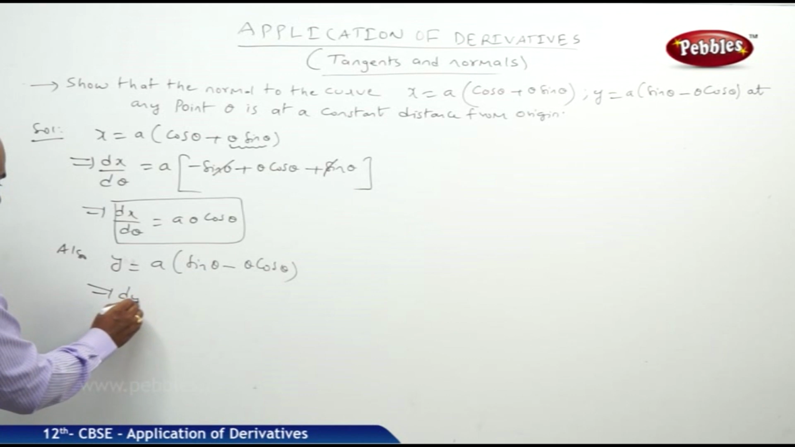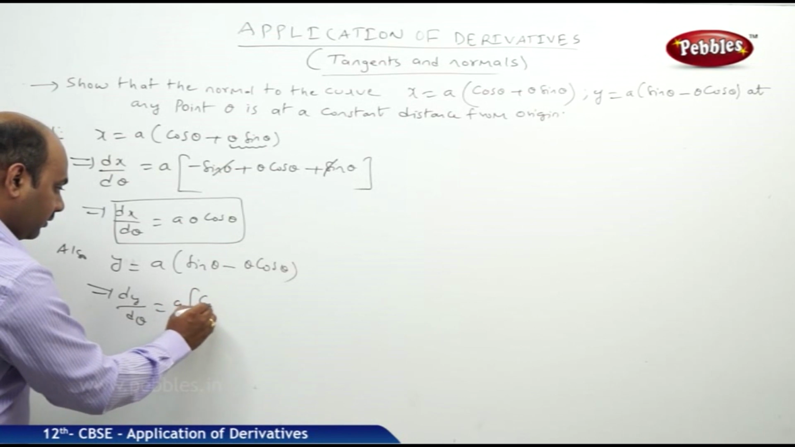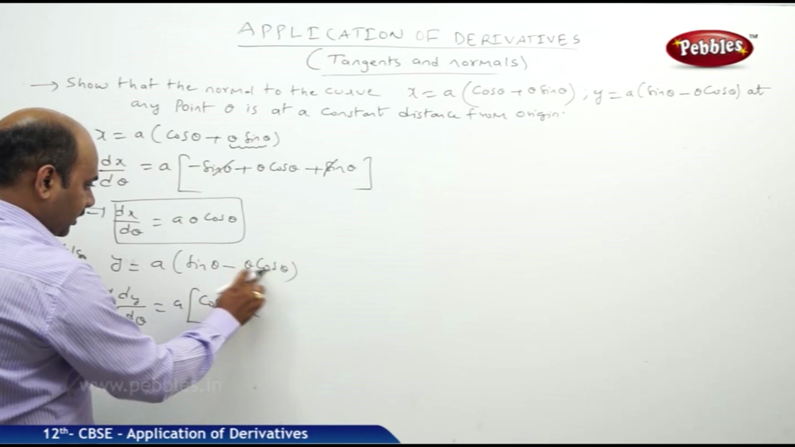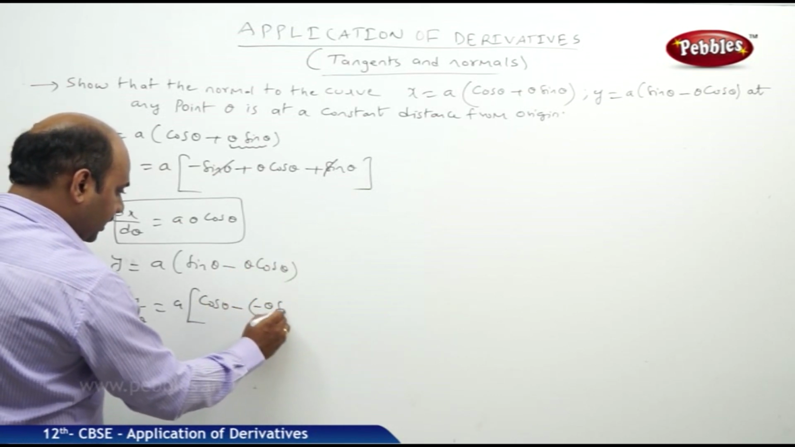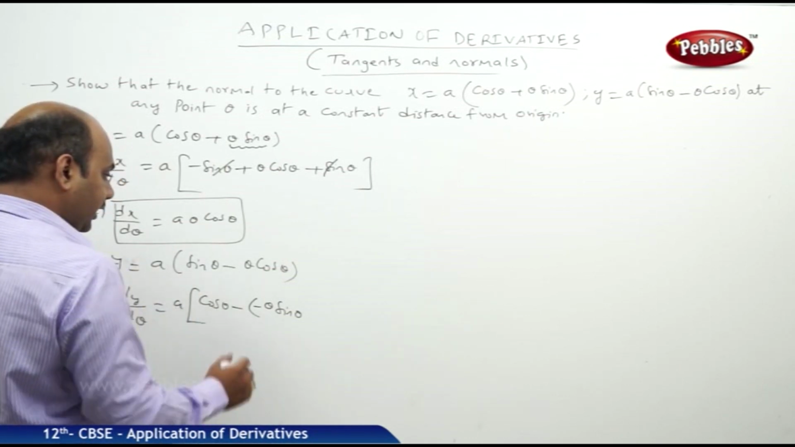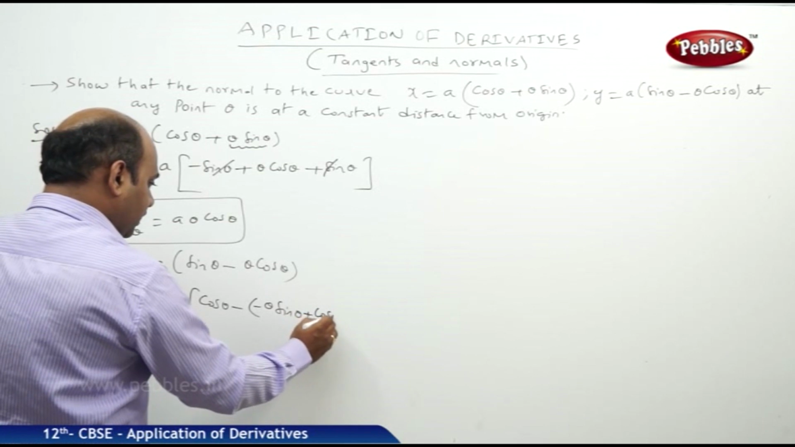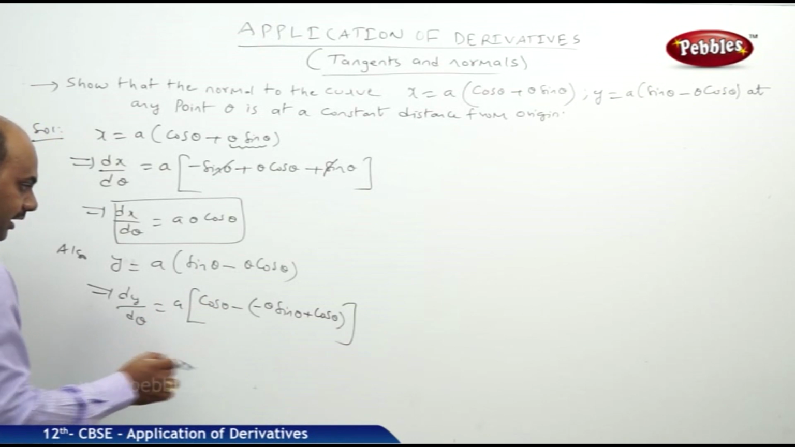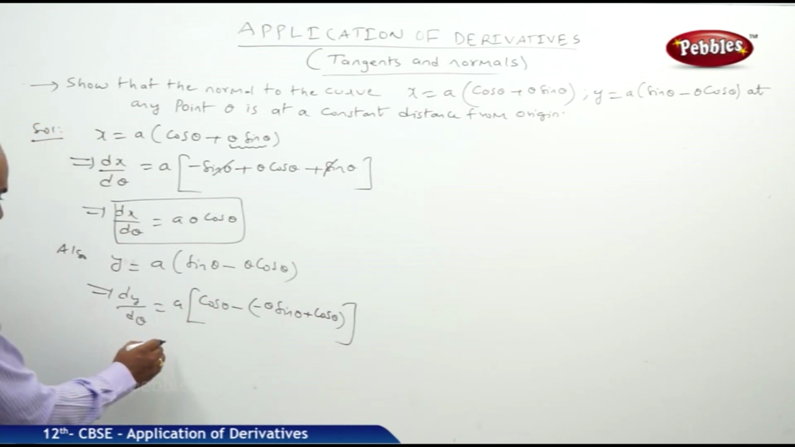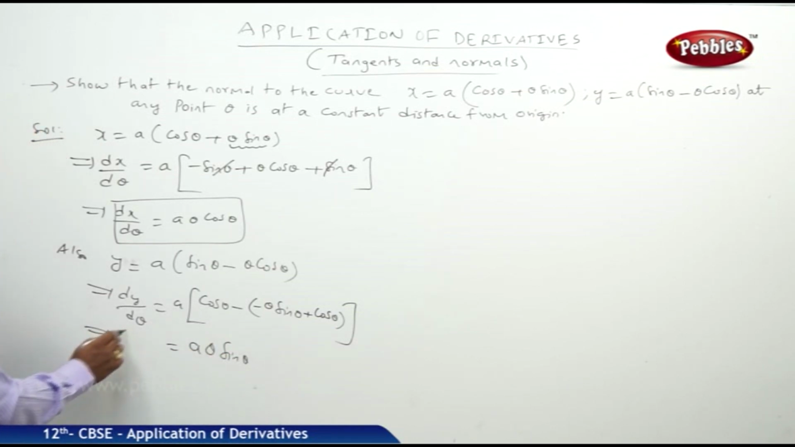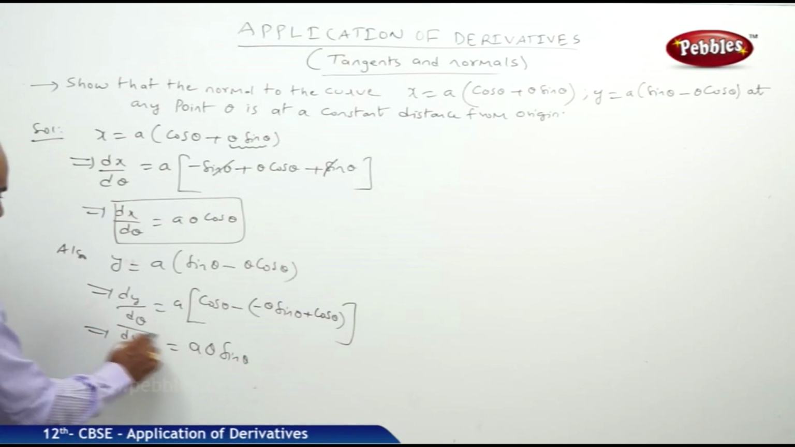So what happens, dy by d theta is equal to a into sin theta derivative cos theta, and here minus will be there outside, theta into cos theta, that means minus theta sin theta, because cos theta derivative is minus sin theta, minus I brought outside, plus cos theta. Now if you could observe carefully, if I take this minus inside, I think cos theta will be getting cancelled. Finally there remains a theta sin theta. This is nothing but dy by d theta.